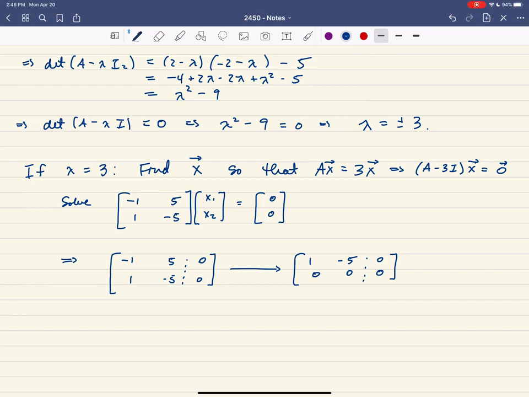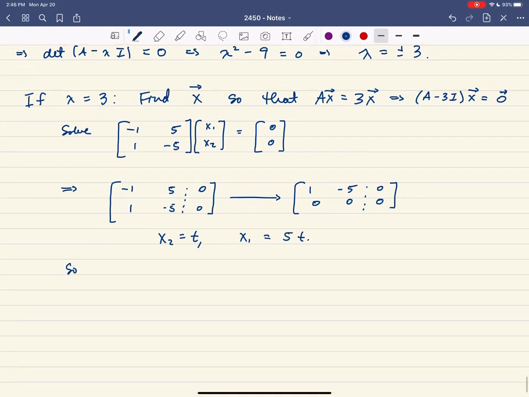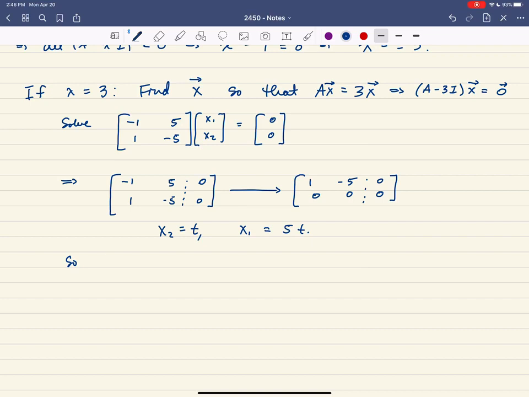And if we wanted to write all of the solutions, we could parameterize this by letting, say, x2 be t, and then x1 would be 5t. So our eigenspace corresponding to lambda equals 3, remember this is the set of x values where A minus 3I times x is equal to 0. Here we're thinking of x as a vector.